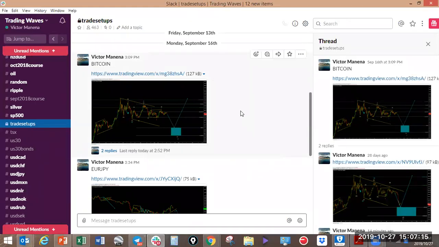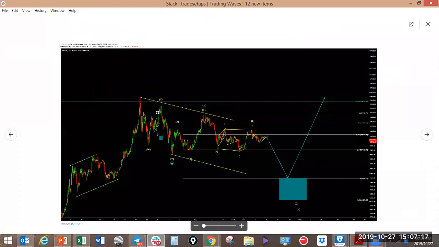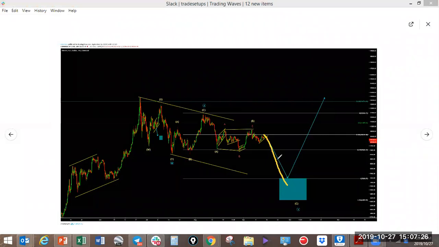Now let's look at Bitcoin. So Bitcoin, from the 16th of September, I posted this chart, and we discussed this also during these weekly videos. And I showed you exactly why I want Bitcoin to go into the blue box. And that is exactly how that has played out. Just to show quickly how this one has played out. So this was the trade.